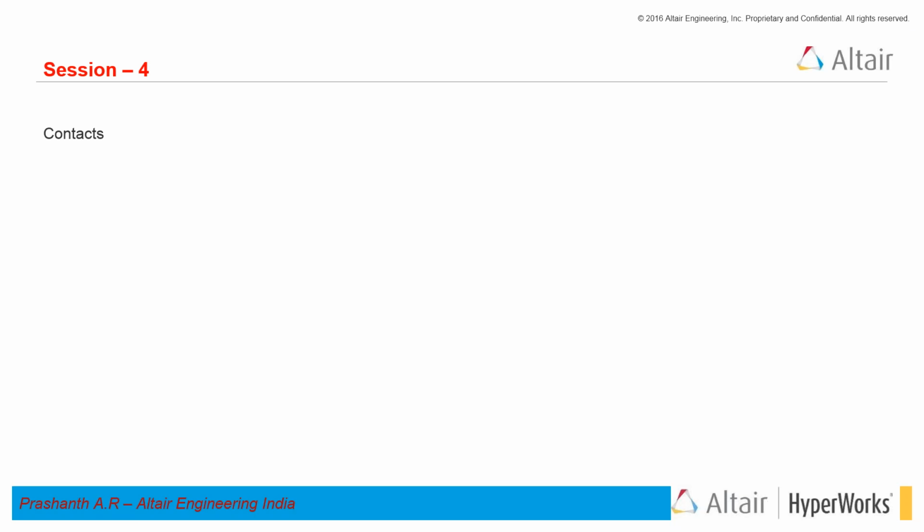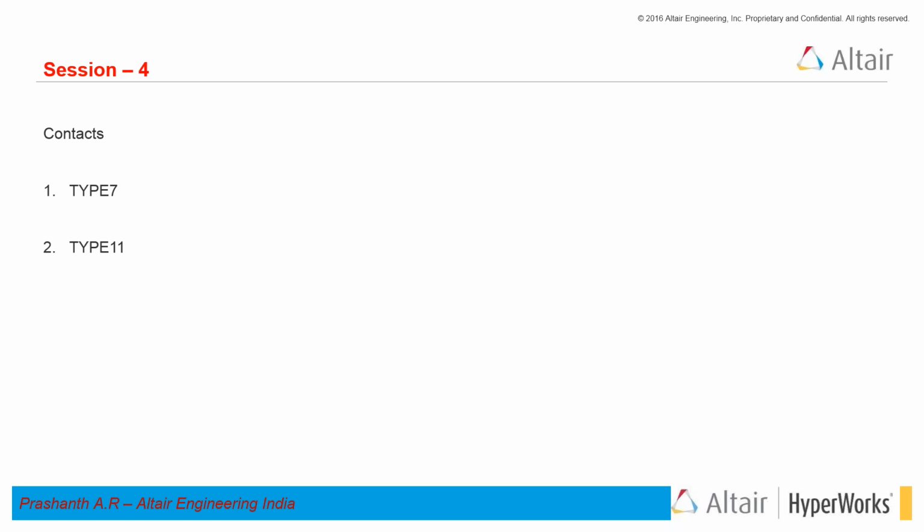So the contacts which I'm discussing here will be type 7 and type 11 contact. Both are penalty based contact. The type 7 is our global contact, which you can define for the complete assembly. This is a contact between node to surfaces, and you can define between surface to surface also. This is basically our global contact.